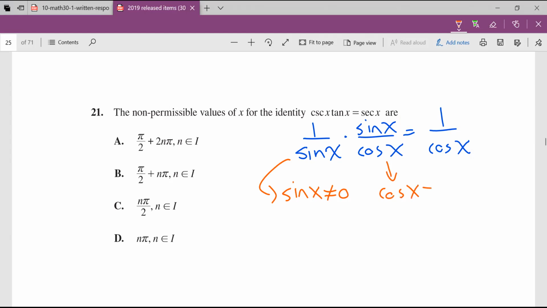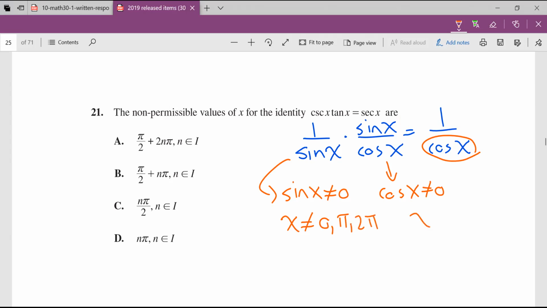Cosine x can't equal 0. And this one here is as well, cos x can't equal 0, but I've already got that. So that's good news. Okay, sine x can't equal 0. So first what I'm going to do is find where that's non-permissible from 0 to 2 pi. Well, sine is 0 at 0, pi, and 2 pi.